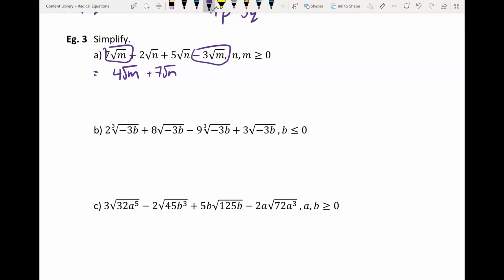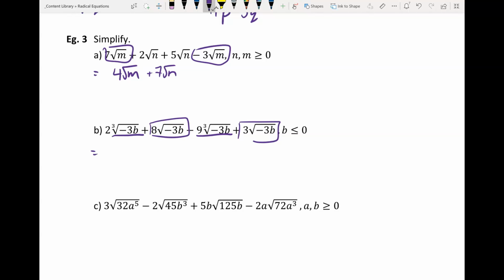Moving on to b. So if we take a look at what we have here, we have 2 cube root of negative 3b plus 8 square root of negative 3b. So those two are not like terms, but this one and these ones are like terms, and then these two are like terms. So we're going to go ahead then and simplify this.